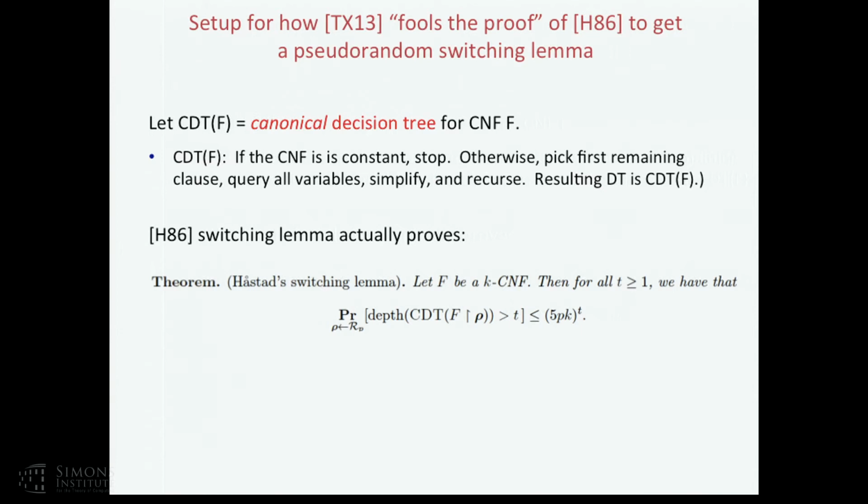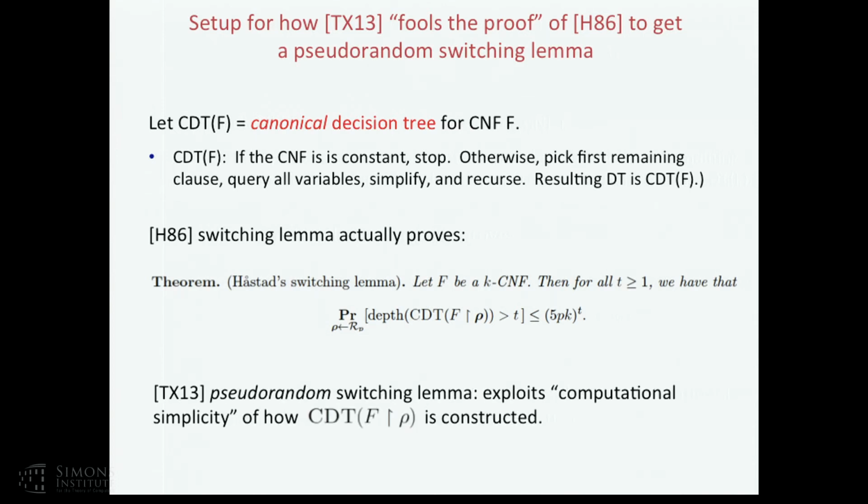So if you look at what the switching lemma actually does, the way we stated it earlier is a little weaker than what it really gives you. We stated it before as saying, if you have a CNF and you hit it with a random restriction, it's very likely that it collapses to some shallow decision tree. What Hastad's proof actually establishes is that if you hit a CNF with a random restriction, it's extremely likely that this canonical decision tree, this process of building a decision tree on the restricted CNF, gives you a very shallow tree.